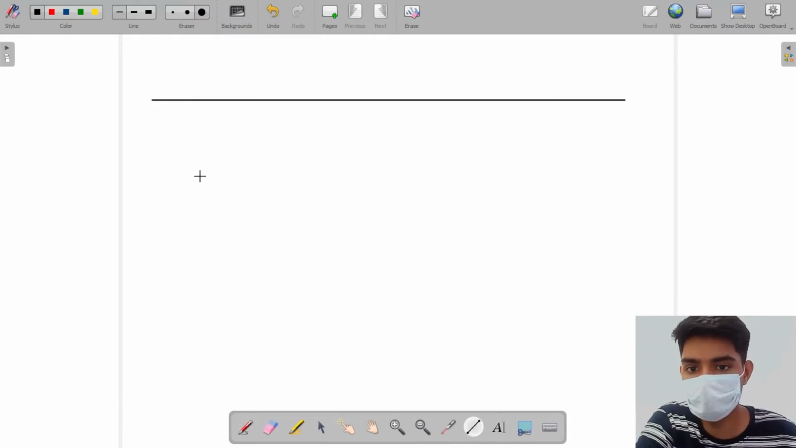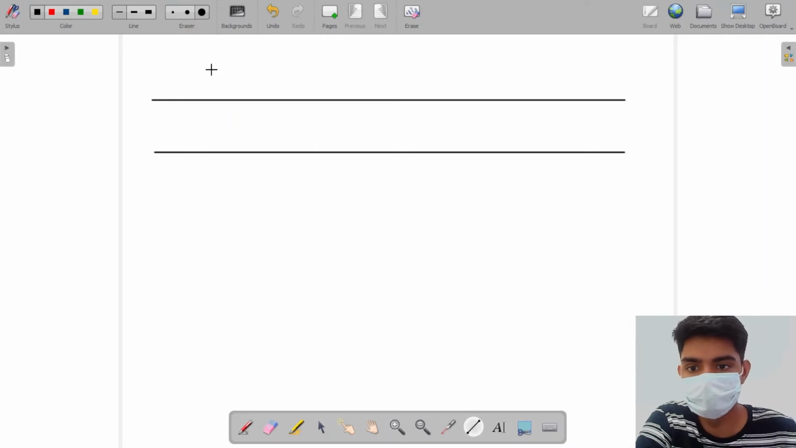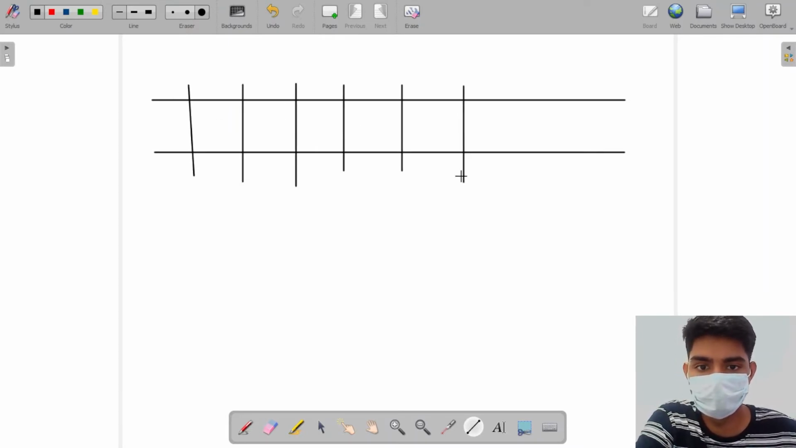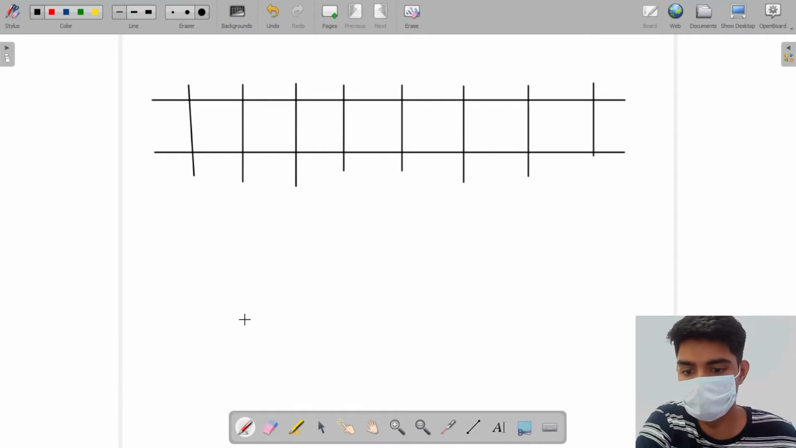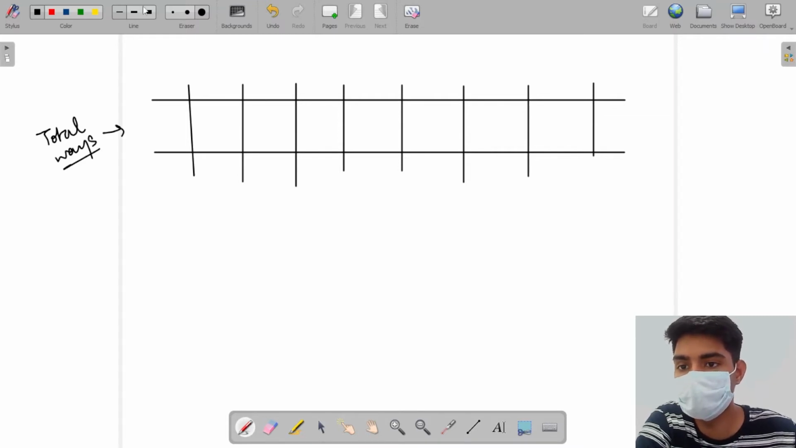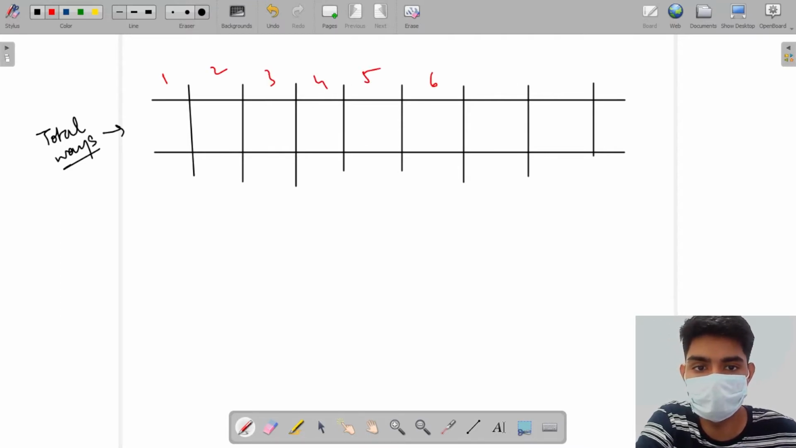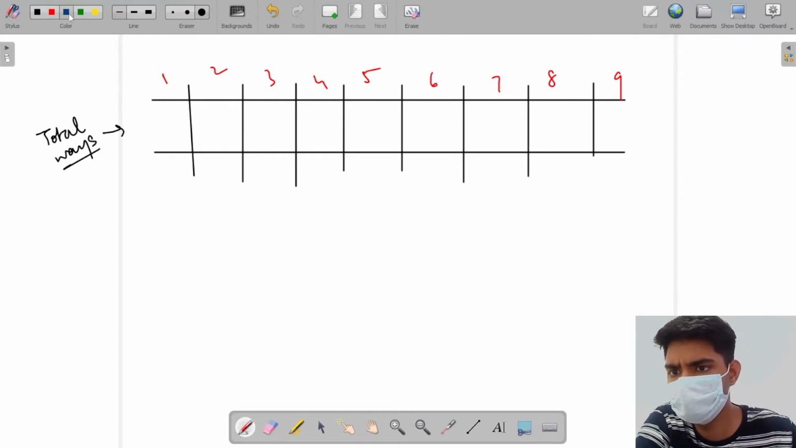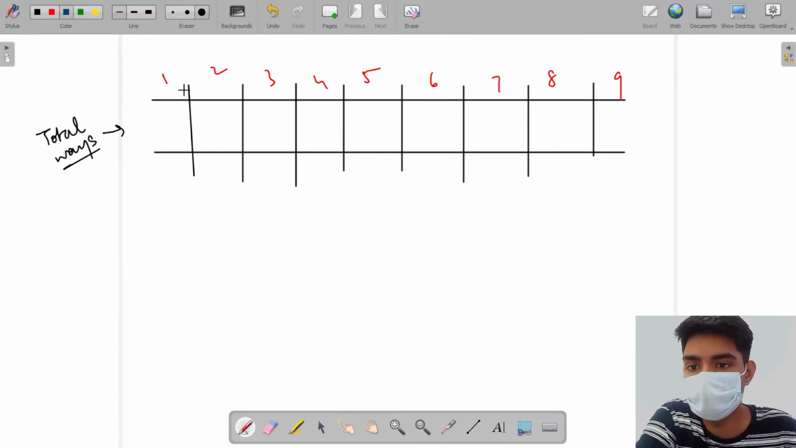Okay, let's draw a table. We have something like this. Let's say this is going to be my total number of ways. So total ways here. And here let's mark them 1, 2, 3, 4, 5, 6, 7, 8, 9. Now let's see for 1.